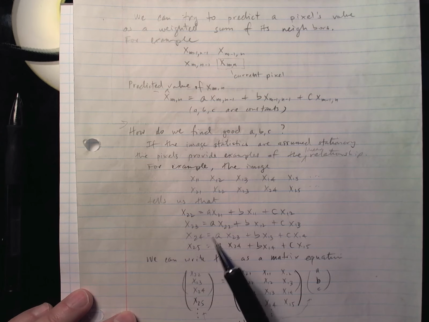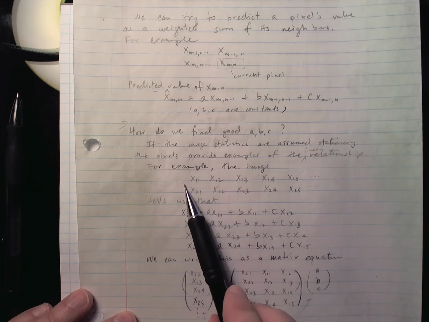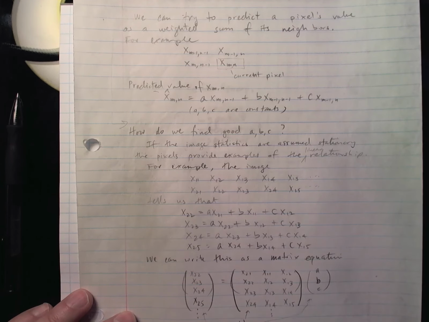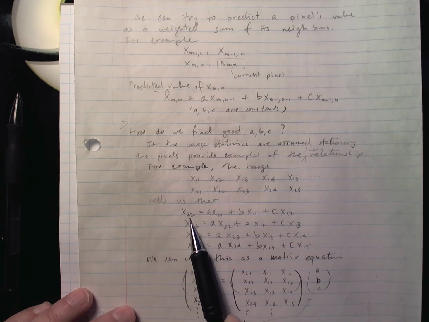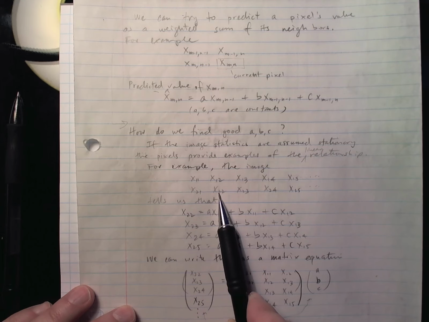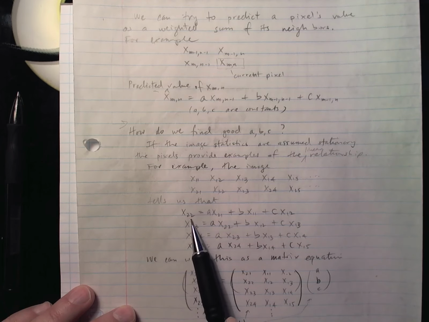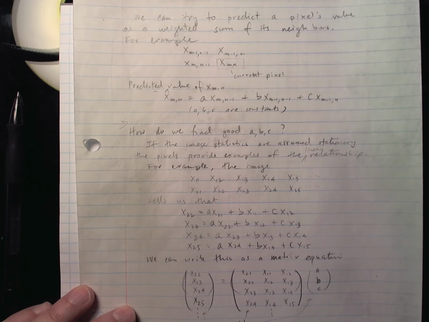Let's say we have some example data. Let's say these are some pixels in a similar image or a part of this image. Then we can use each pixel. For example, this x22 is that pixel. Use these as examples from which to learn the relationship. So this is what we sometimes call machine learning or pattern recognition.